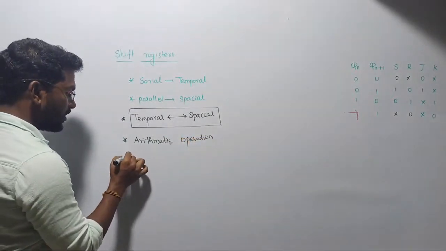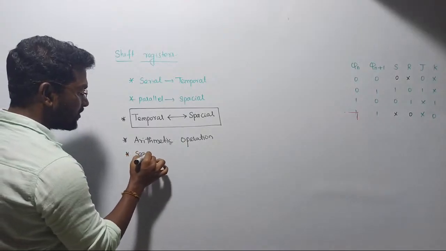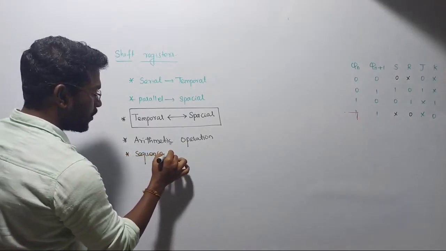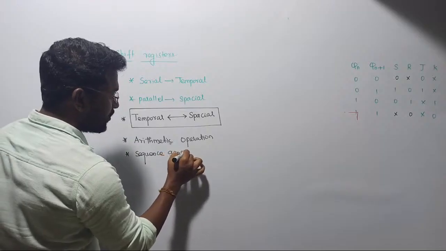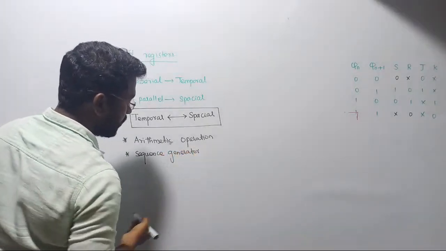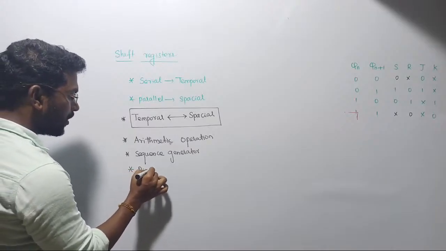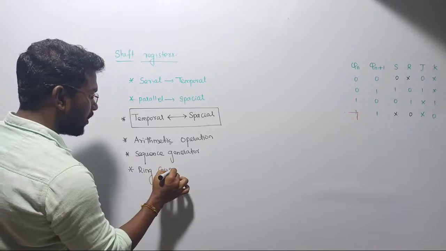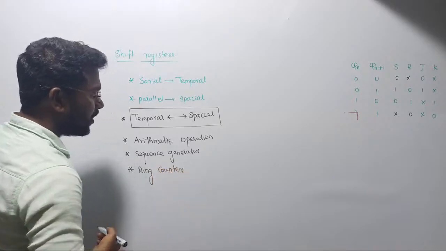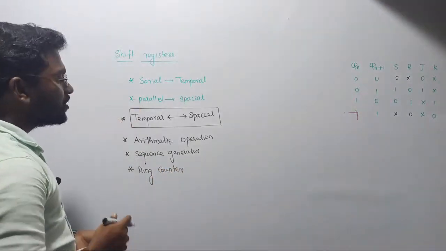And you can also generate a sequence. It will also act as a sequence generator, right? We can generate whichever sequence that you want. Yeah, it can also act as a sequence generator. We can also design a ring counter with the help of this one. So these are some of the applications of your shift register.